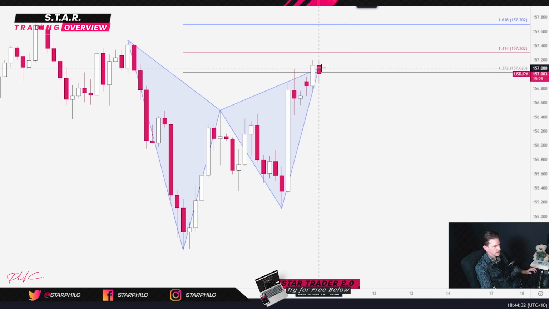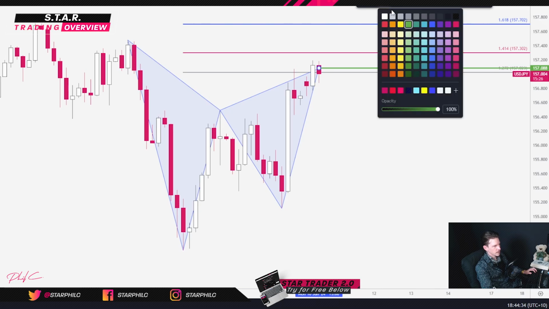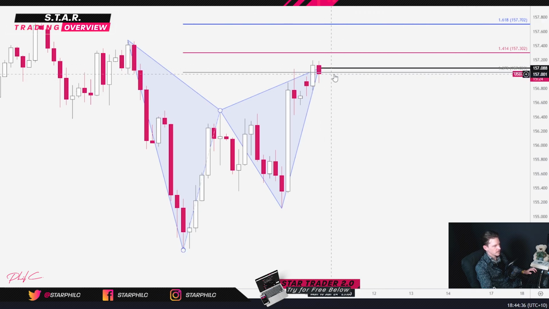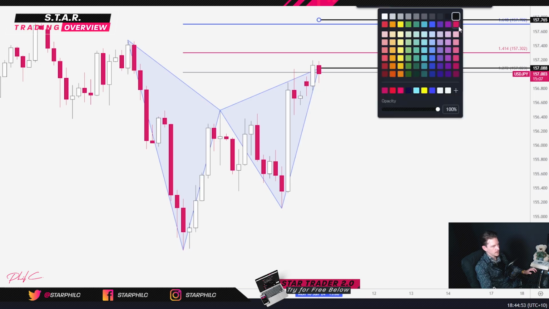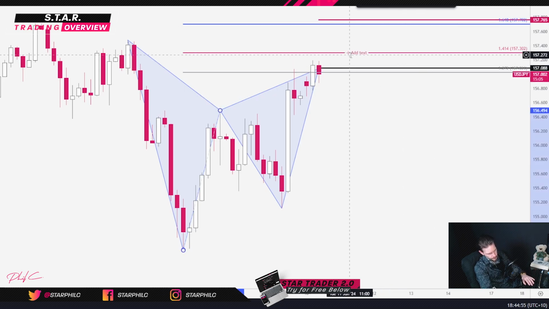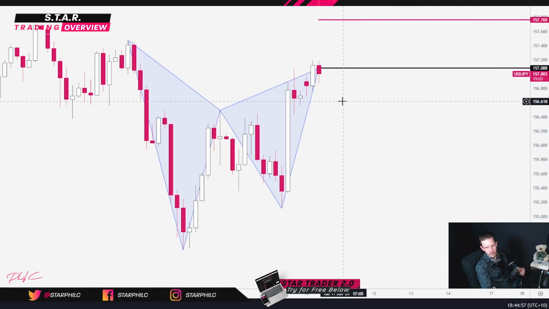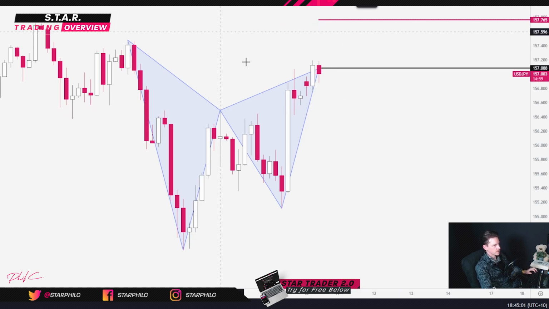Okay. So again, right there, because I caught it a little bit late. Sometimes that works out in your favor. And then we have a stop. Where's my line tool? Then we have a stop right above these highs, looking left at structure. Okay, right there. We'll make that red. Have an entry, stop, and then targets are exactly the same as the bat pattern as well.